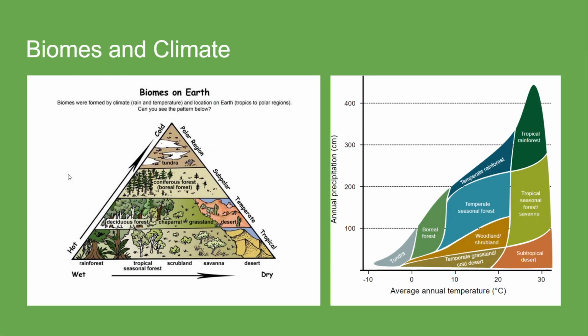So here is a graph of the biomes corresponding to climate. There's temperature and precipitation on this kind of triangle graph, so we can see the levels of vegetation. These are described in two ways, first in more diagram form, and the other in a more numerical graph form.